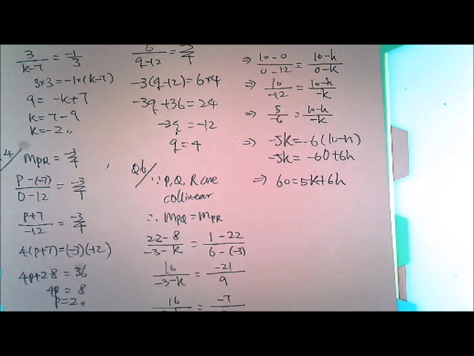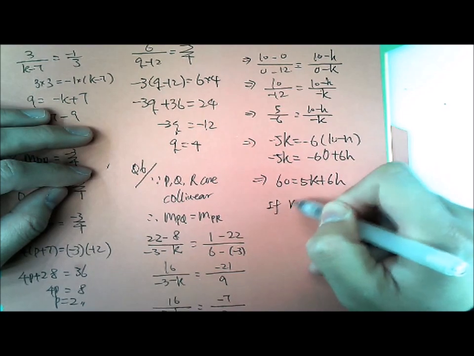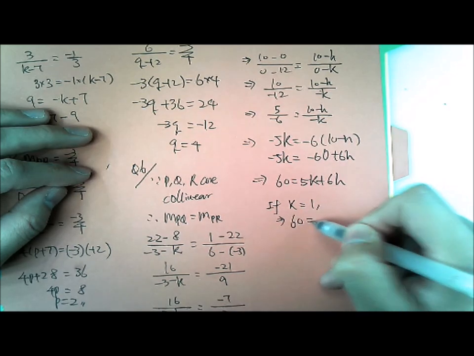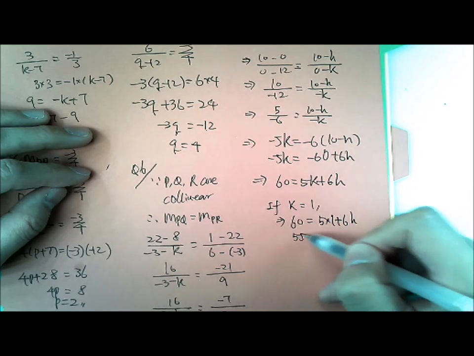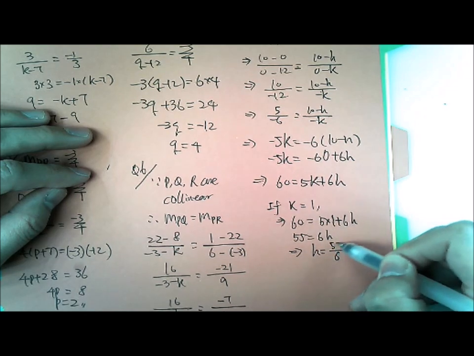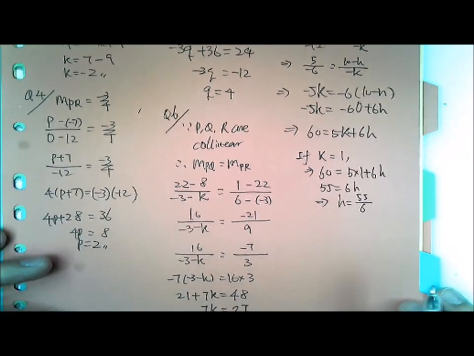So how to find out h and k? Actually, there are so many values of h and k. You can fix any one of the unknowns, I mean the value, and then find the other one. You can say if k equal to 1, then you can try to find out the h. 16 equal to 5 times 1 plus 6h. 55 equals 6h. Then h equal to this. Though it's an ugly number, you can still use it.